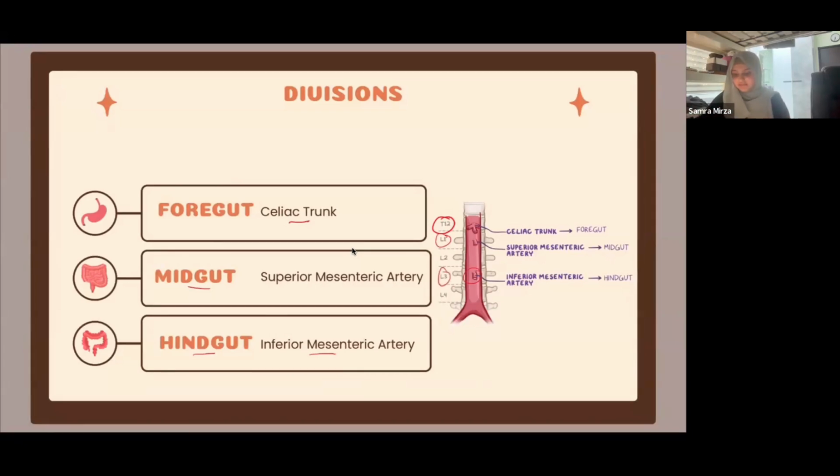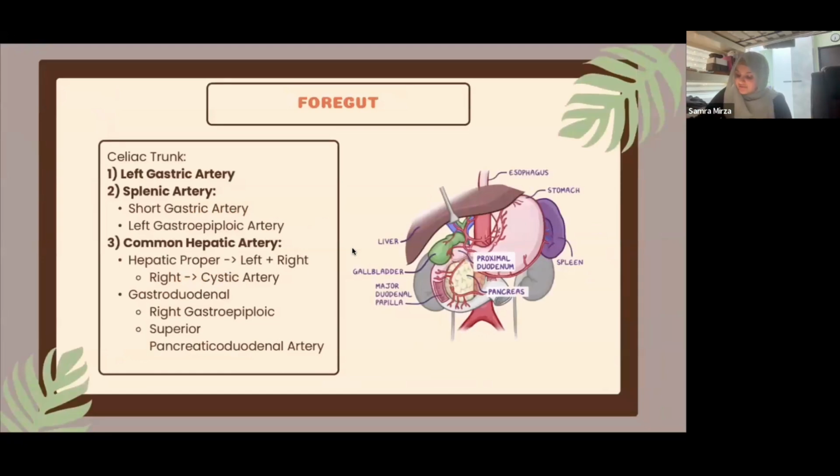So we'll start with the foregut. Again, I mentioned the foregut is the esophagus and the stomach. It also includes the liver because the blood supply is also going there, the spleen, and part of the pancreas, all the way till the major duodenal papilla, which marks the ending of the foregut. So the foregut is supplied by the celiac trunk, which is a branch from the abdominal aorta. The celiac trunk gives rise to three main arteries: the left gastric, the splenic, and the common hepatic.